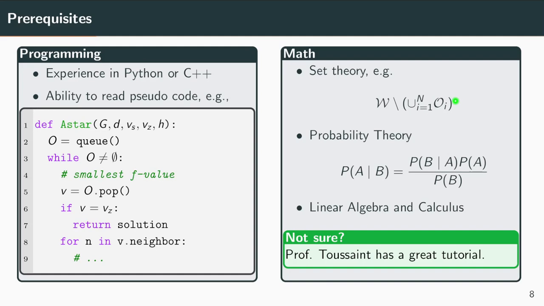And then also, especially for optimization, linear algebra and calculus will be quite useful to at least follow some of the things. And if you're not sure, there's also a write-up or tutorial that Professor Toussaint has, and you can't see it on the slide, but it's actually a link. So when you download the slides, you can click on it, and it should take you to that tutorial, and you can check it out.